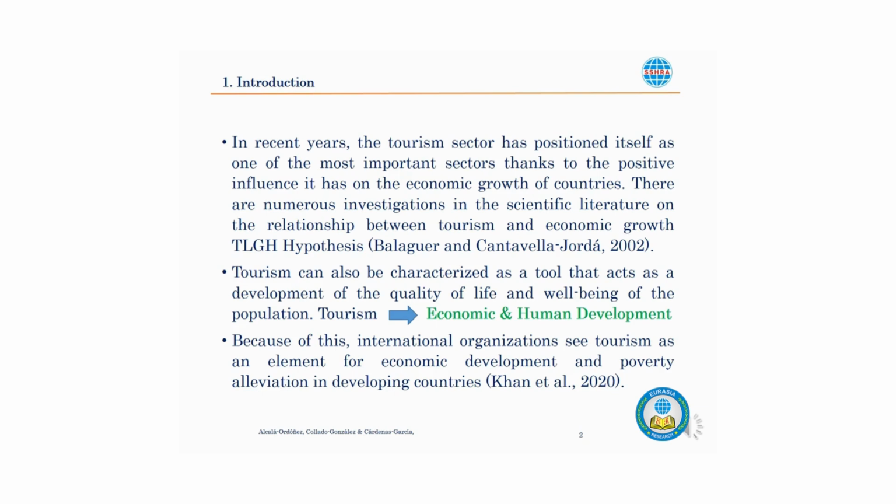Tourism can also be characterized as a tool that acts in the development of the quality of life and well-being of the populations. In summary, tourism is a tool again for economic and human development. Due to this, international organizations defend the idea that tourism is an element for other dimensions related with economic development, such as poverty or income inequalities in developing countries.